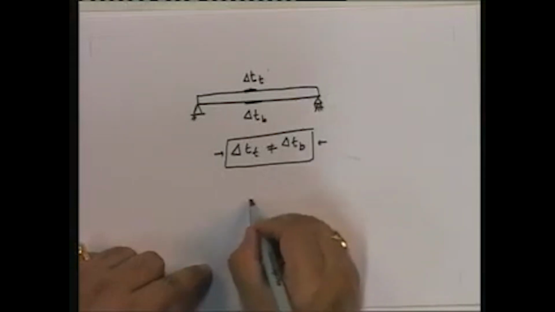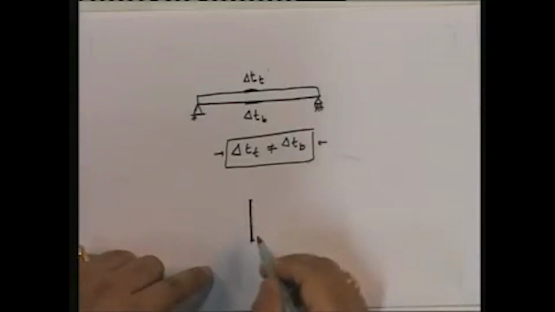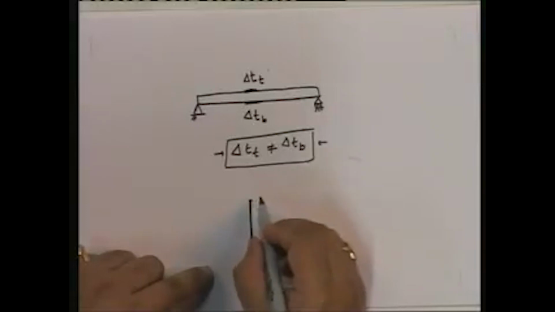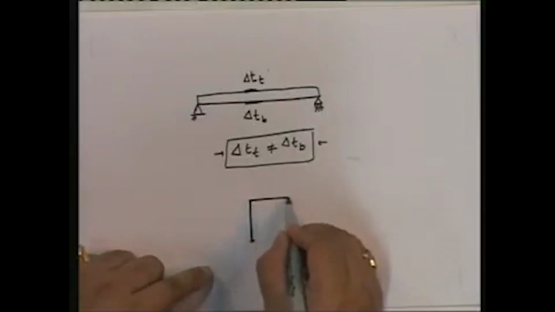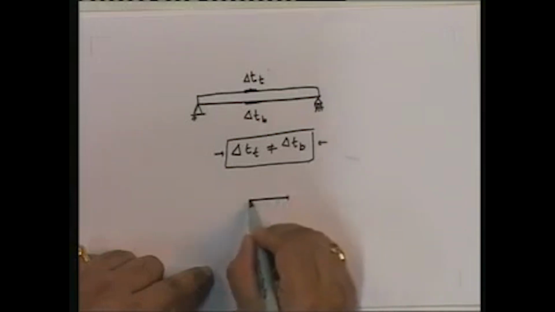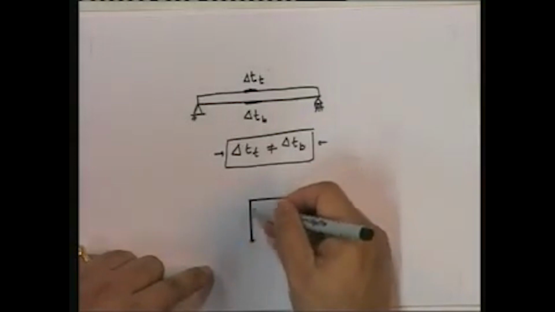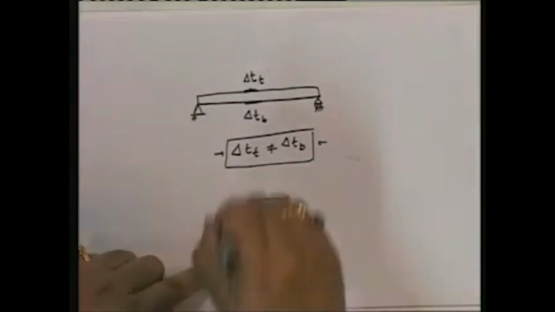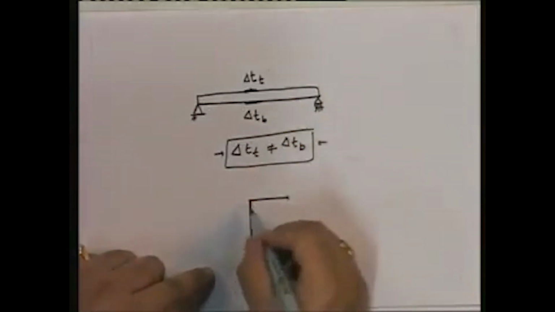What happens? Well, if you look at it, before the temperature went up, this was the face. Now the temperature at the top goes up by delta T. So what will happen? Note that I'm looking at a cross section. So this is the beam. What's going to happen to that beam?